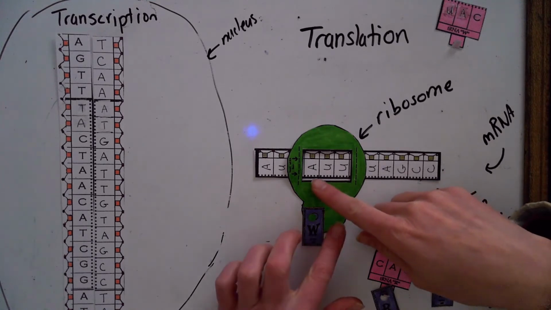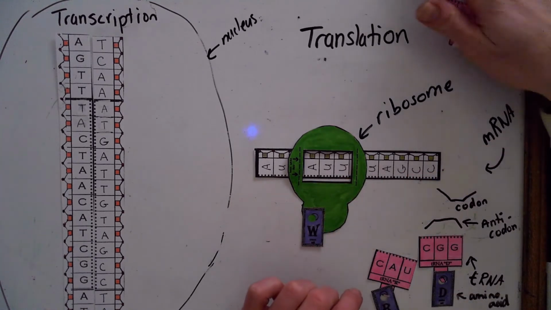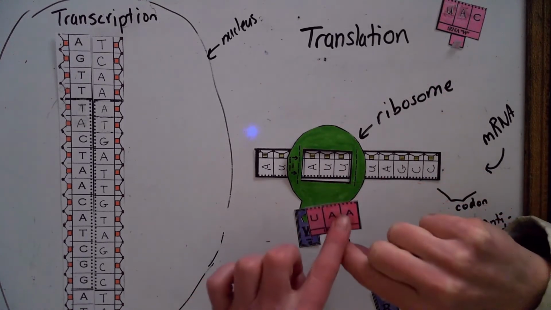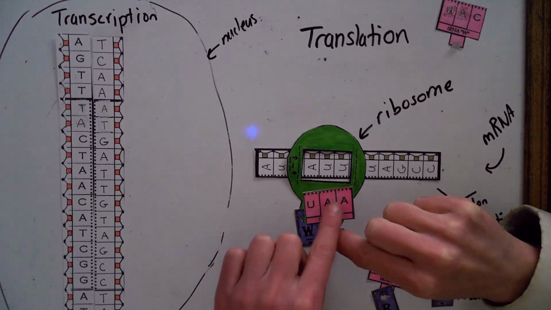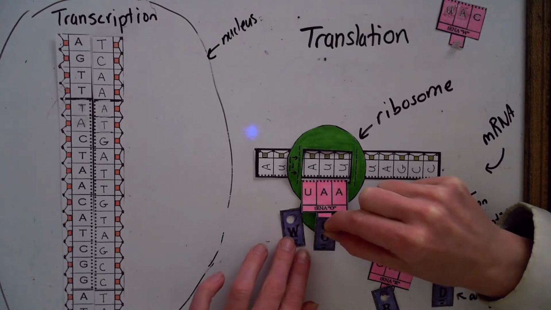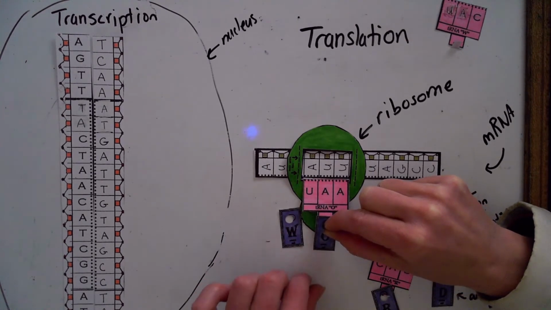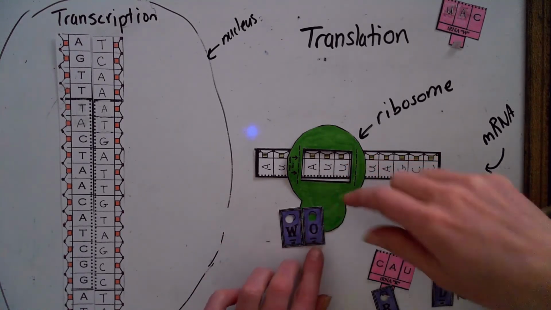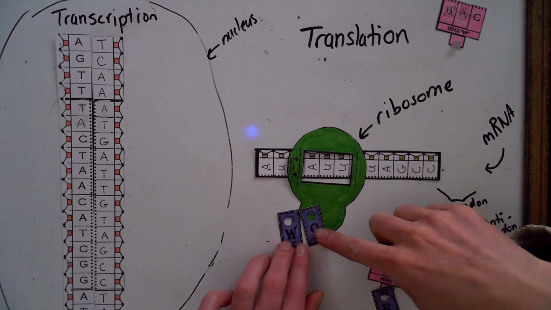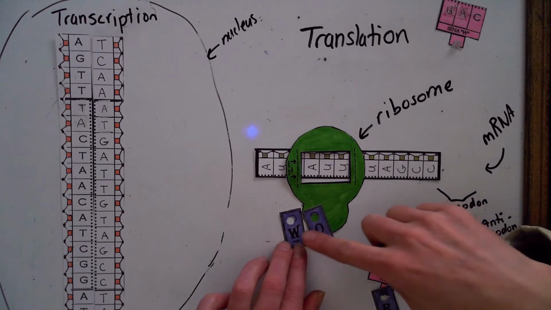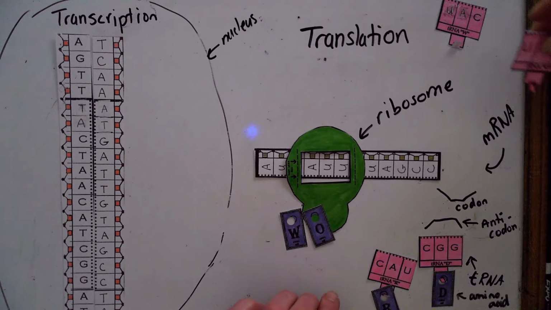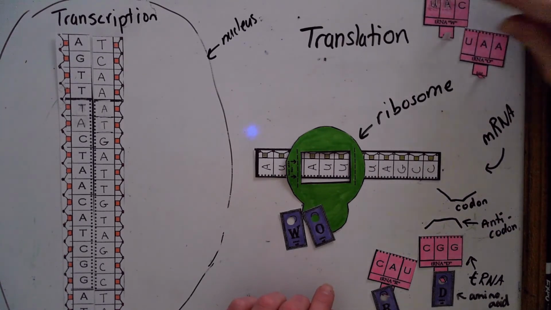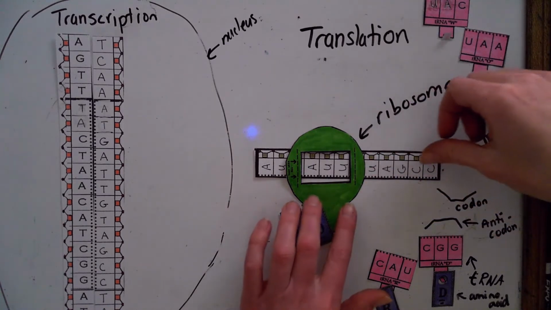What would pair with AUU? Well, a tRNA with an anticodon of UAA would pair. So click, they pair, and now the amino acid is dropped off, and we now have so far a polypeptide chain of 2 amino acids. These tRNAs go out back into the cytoplasm where they can pick up another amino acid.